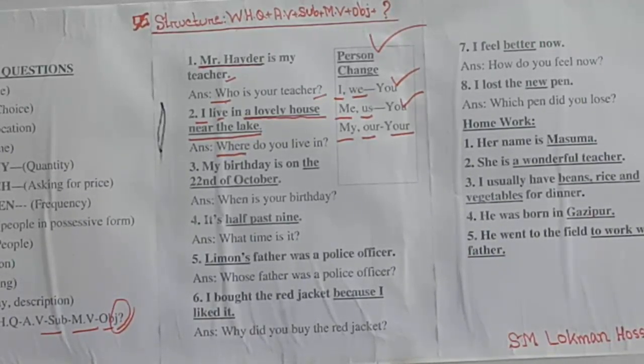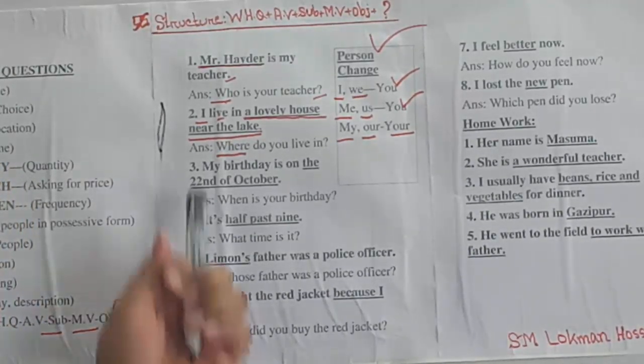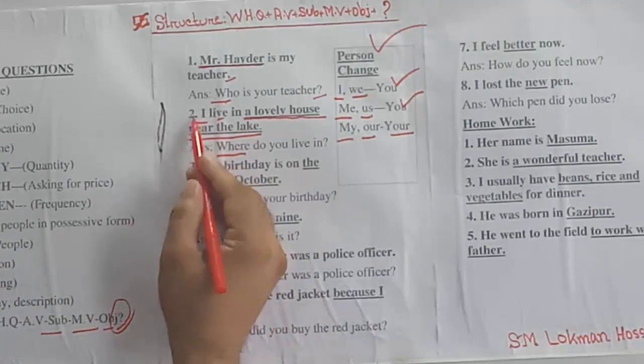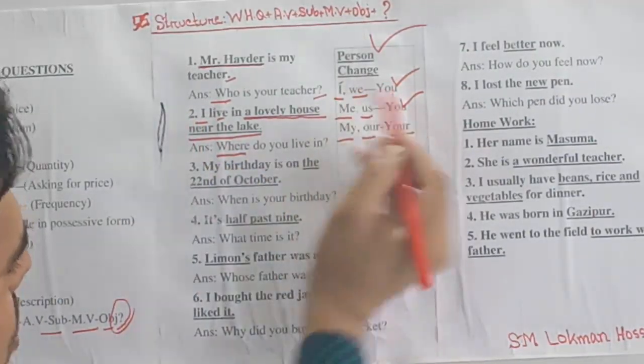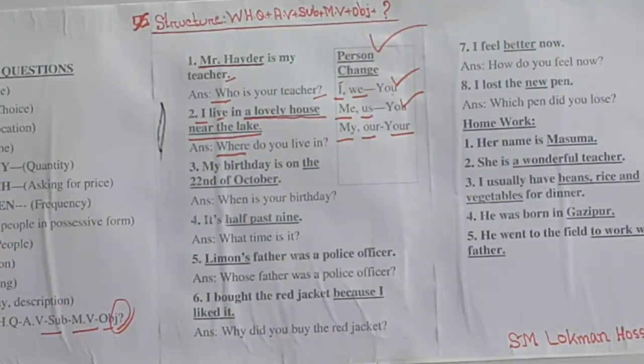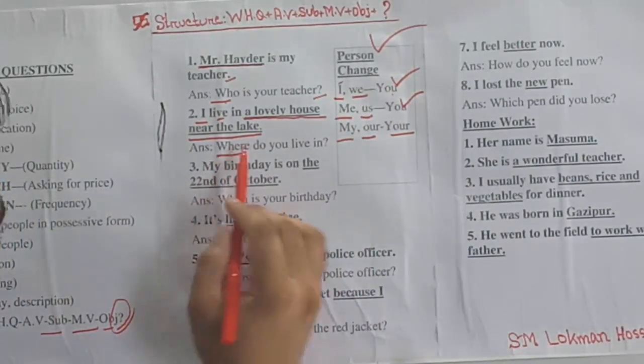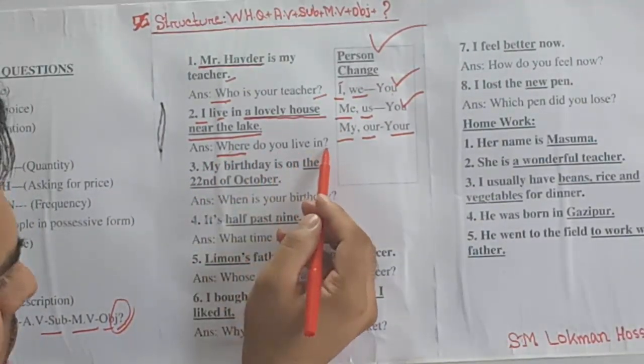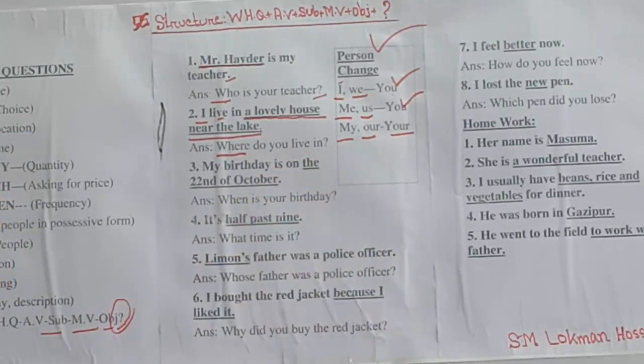For present indefinite tense you can use only do and does. As our subject is I, and this I has been changed into you, that's why you have to select only do. So, where do you live in? At the end of the sentence you have to write a question mark.